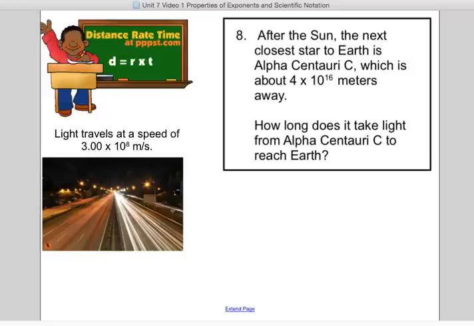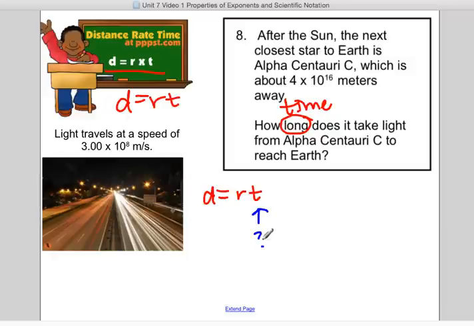Example 8. After the sun, the next closest star to Earth is Alpha Centauri C, which is about 4 times 10 to the 16th meters away. How long does it take light from Alpha to reach Earth? So we're talking about how long it takes to reach Earth, so that is talking about time. We have an equation, distance equals rate times time. Let's write down what we have. I want to figure out time. I don't know time. Do I know my rate?